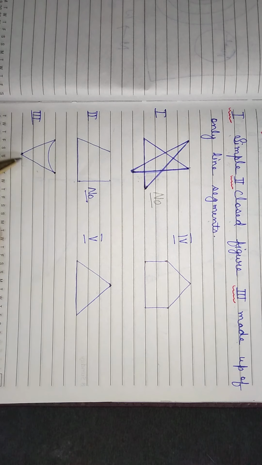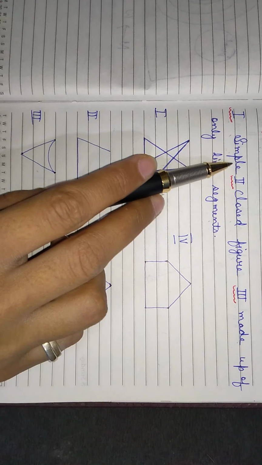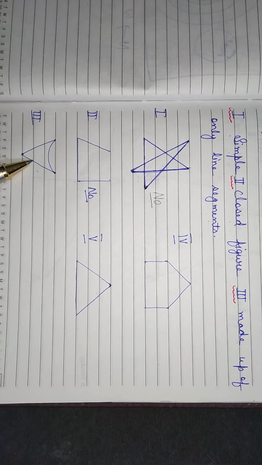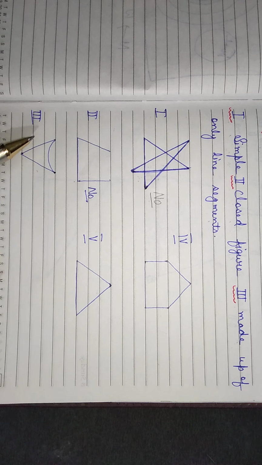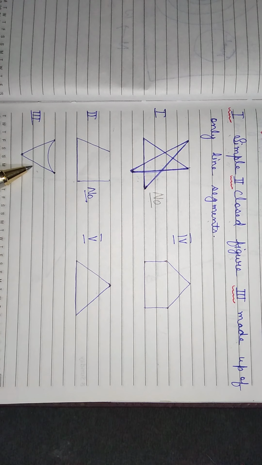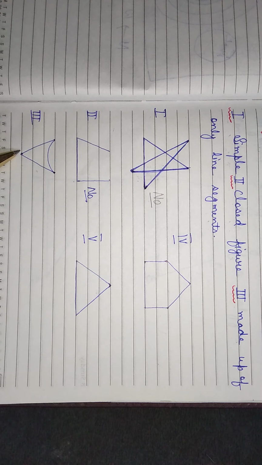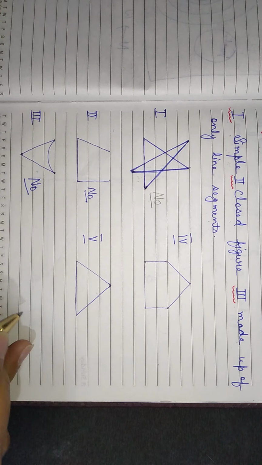Now let us come to third diagram. Third diagram, let us check whether it is simple or not. Yes, it is simple. Why? Because no two lines are crossing each other. Now let us check whether it is closed or not. Yes, it is closed clearly. Now whether it is made up of only line segments. Here we can see these are line segments, but this is not a line segment as it is a curve. So third condition is not satisfied, means no, it is also not a polygon.